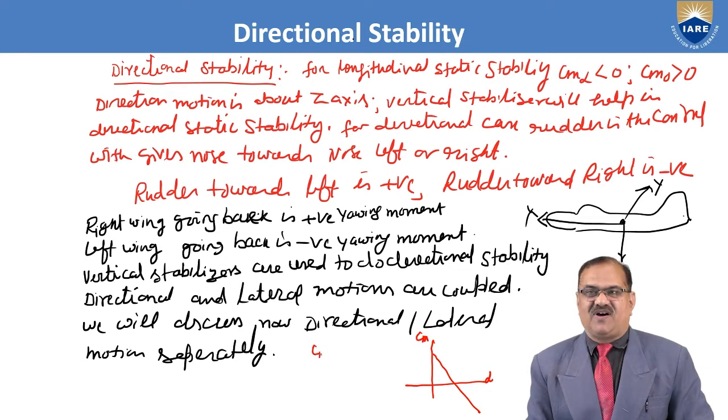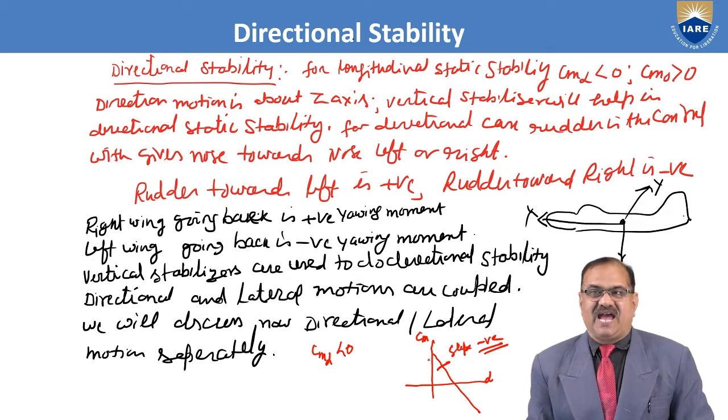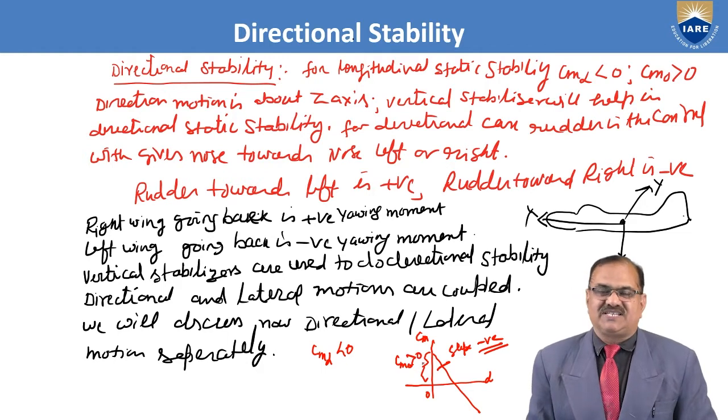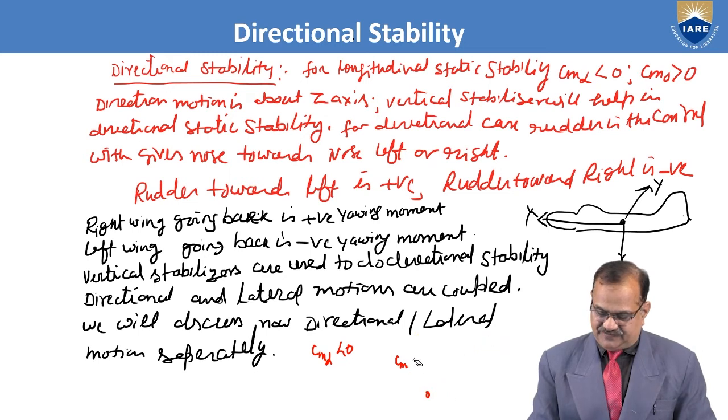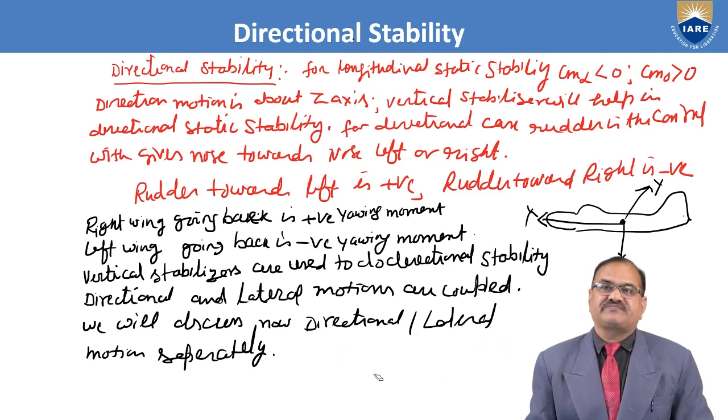Here, this is the plot of Cm versus alpha. Cm alpha is less than 0 because the slope of this plot is negative. This is one requirement. At alpha 0, Cm naught is greater than 0. If we have these two conditions, then we can say that the aircraft is longitudinally statically stable.